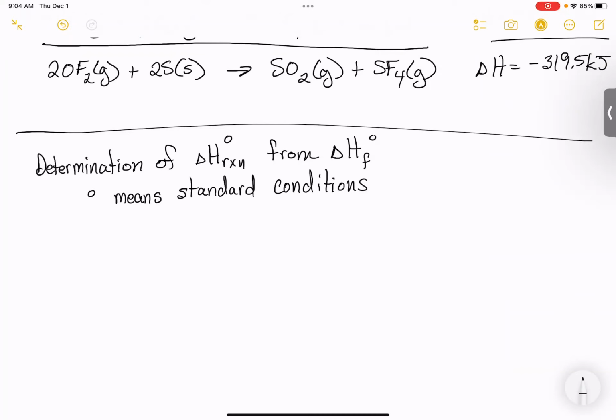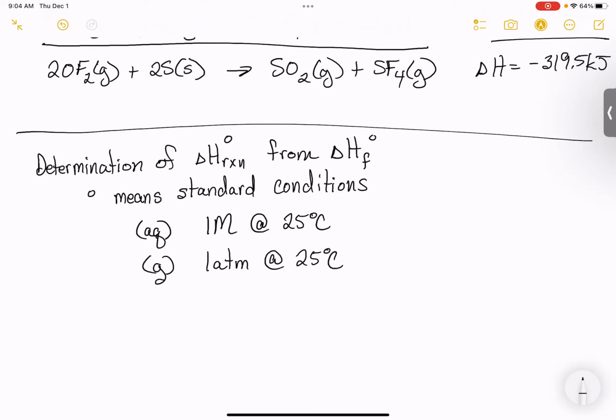So the question is, what are standard conditions? For an aqueous solution, that means we're dealing with a 1 molar solution at 25 degrees Celsius. For a gas, that means we're dealing with 1 atmosphere of pressure at 25 degrees Celsius. The aqueous and the gases are the only ones that have clear definitions.